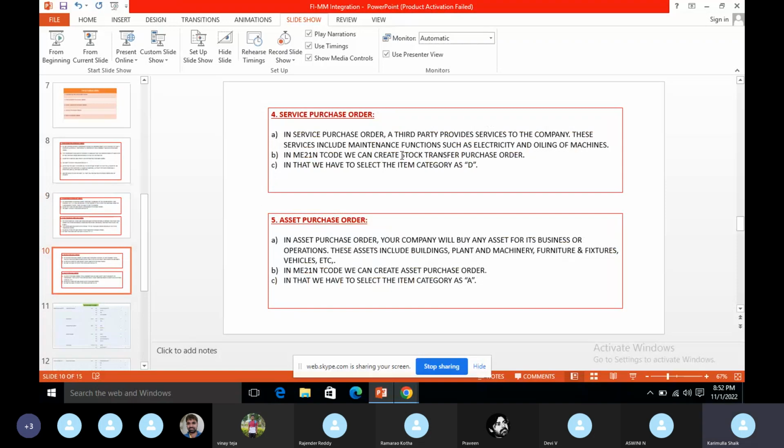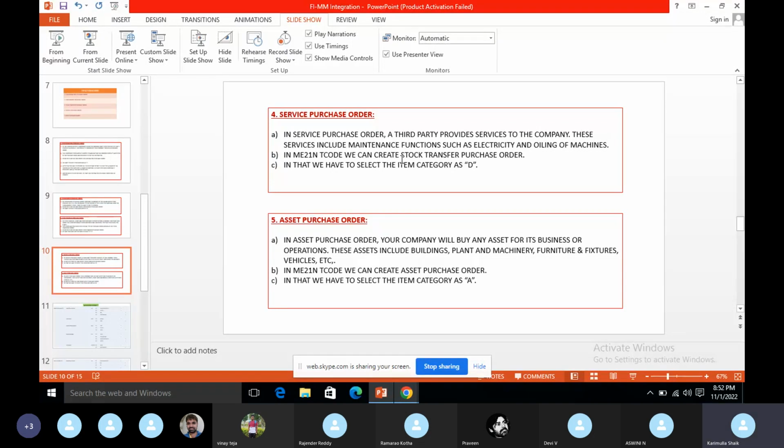Coming to service purchase order. In service purchase order, a third party provides service to the company. These services include maintenance functions such as electricity and oiling the machines, etc. And the T code for creating this service purchase order is also ME21N only. But we have to make sure that the item category is selected as D for service purchase order.